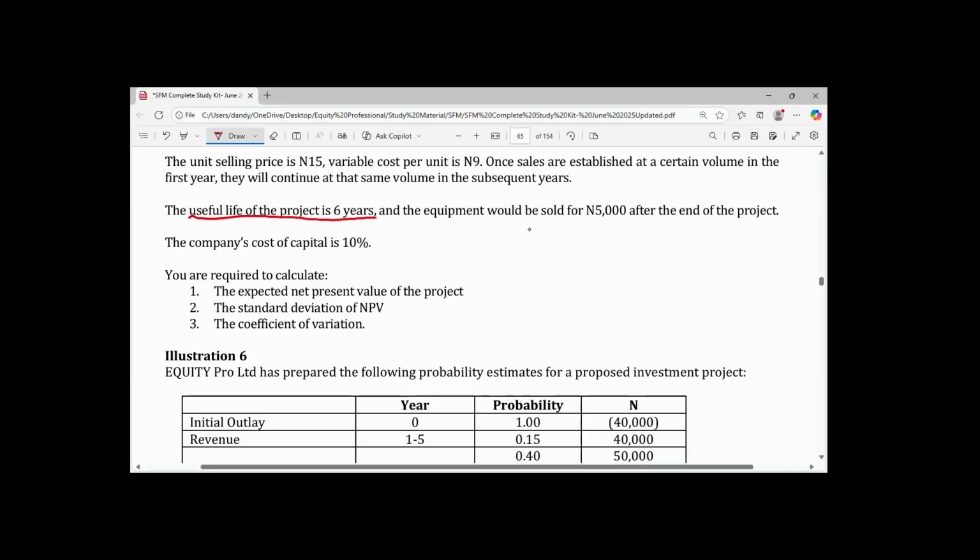The company's cost of capital is 10%. You are required to calculate: 1. The expected net present value of the project. 2. The standard deviation of NPV. 3. The coefficient of variation.